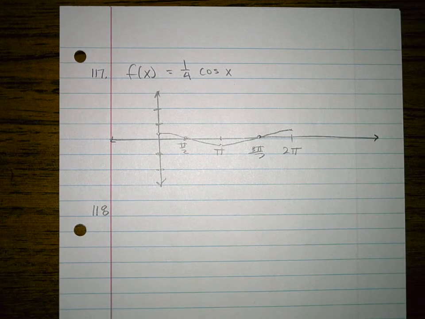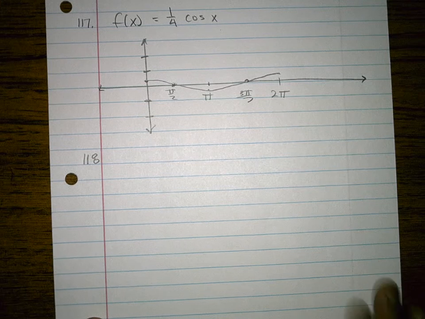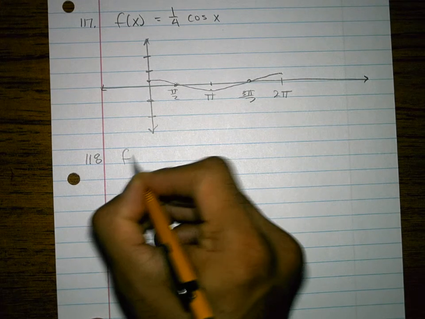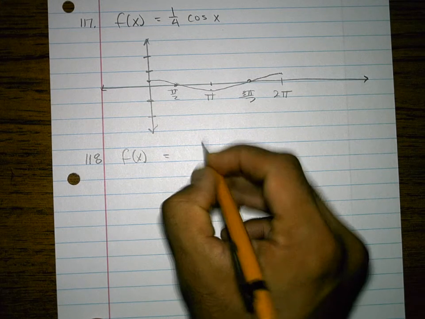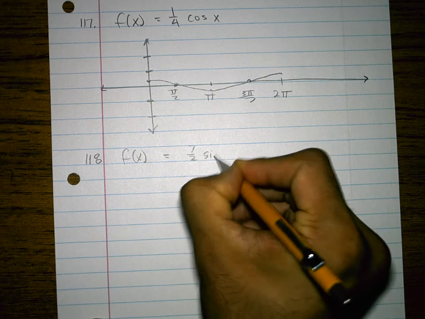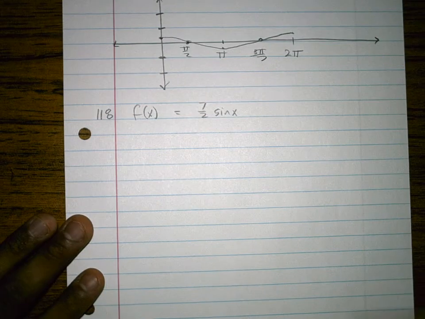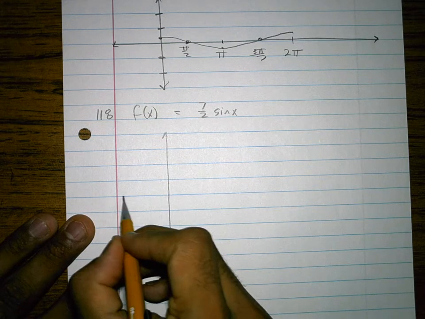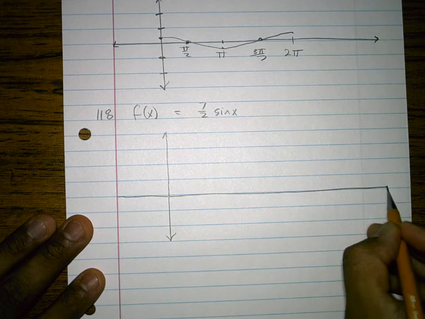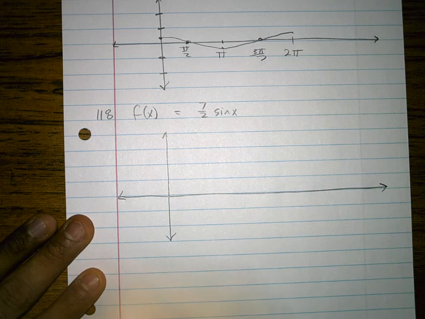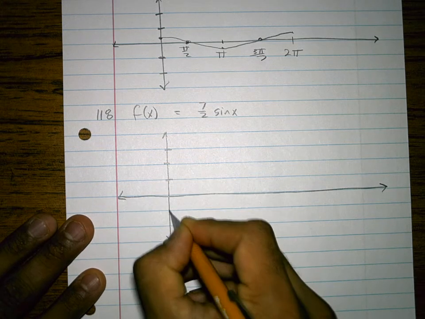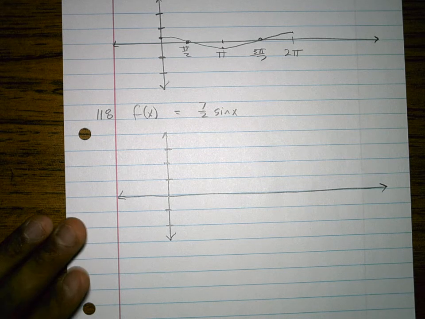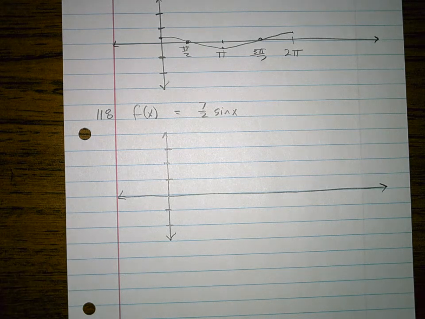118. So this is f of x equals 7/2 sine x. So same type of thing here. Okay. So what might help you is just kind of get a decimal on that 7/2, you know, and so if you divide that up, that's 3.5.